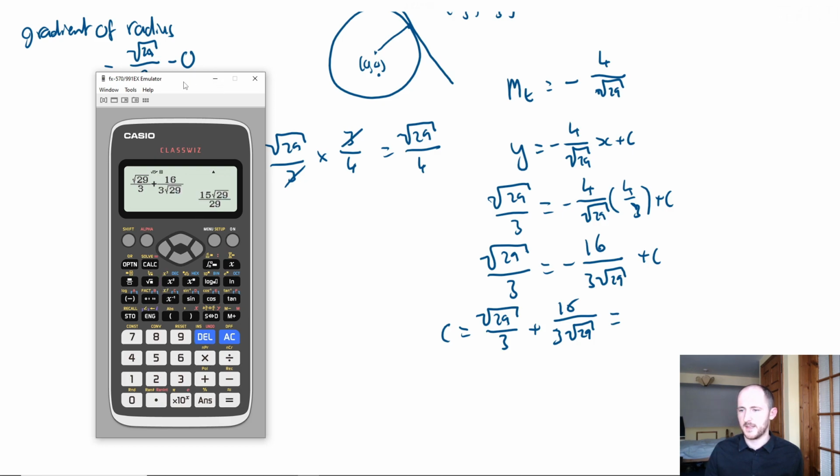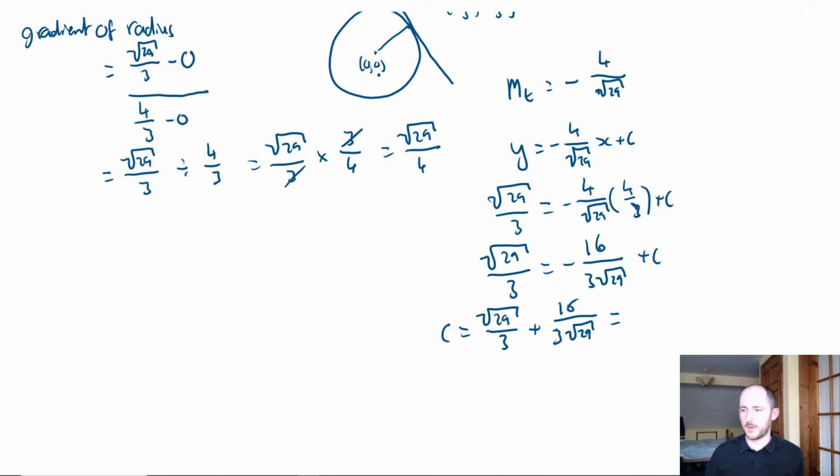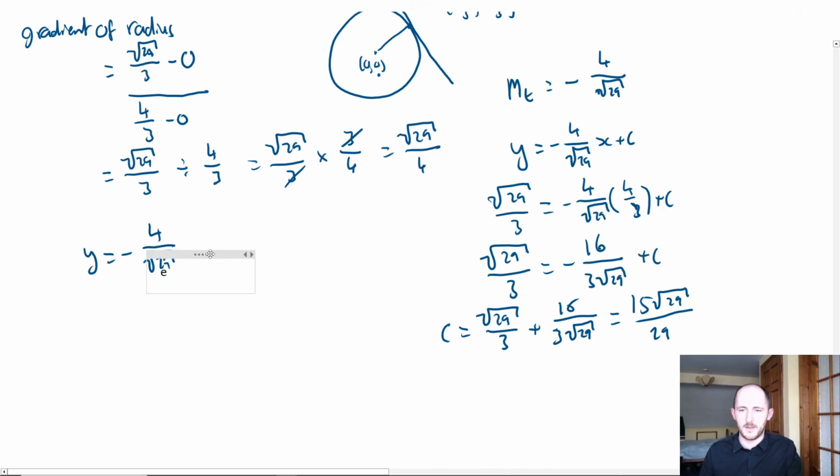So c is just equal to 15 root 29 over 29. So my final equation is minus 4 over root 29, x plus 15 root 29 over 29. This is so hideous. It's unbelievable.